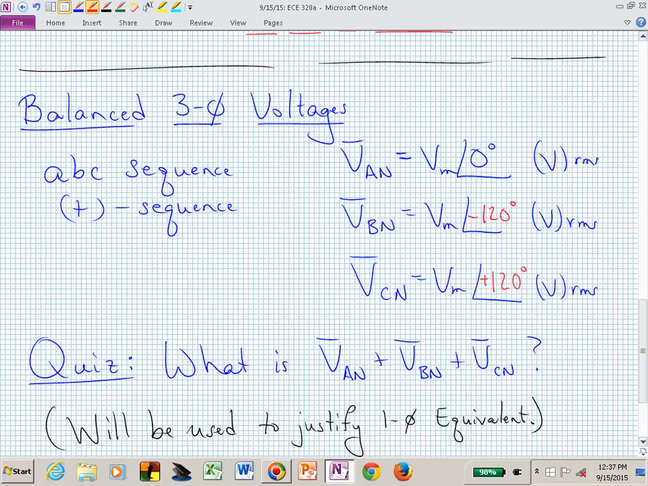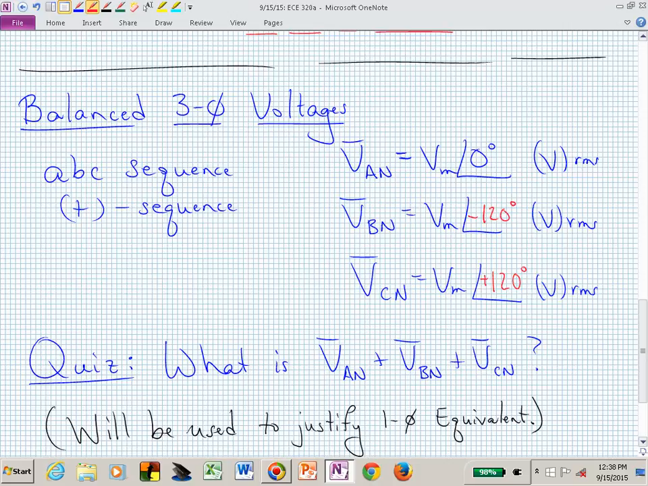What if we combine those? What if we add those 3 phasors together? What's the answer? And now you could do this graphically with your ruler and a straight edge and a protractor. You could graphically sketch these.